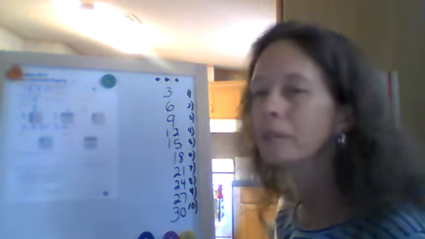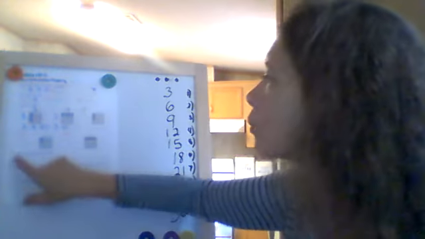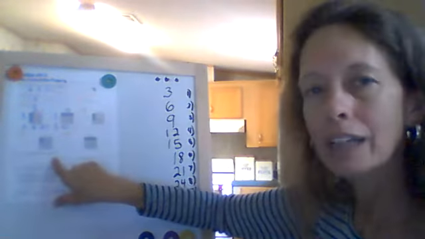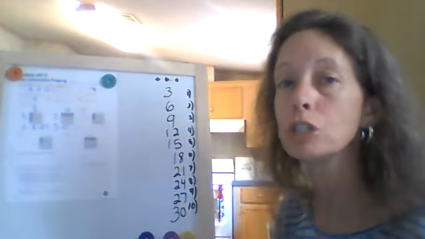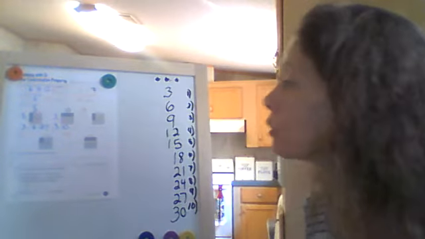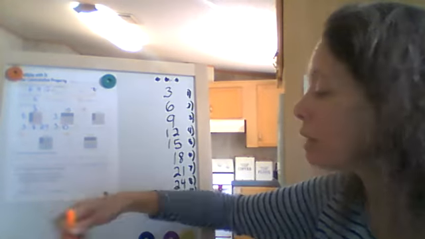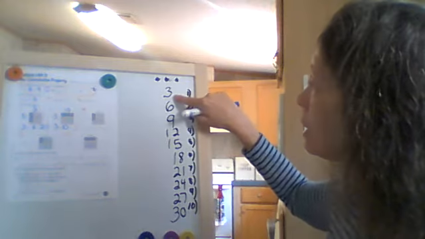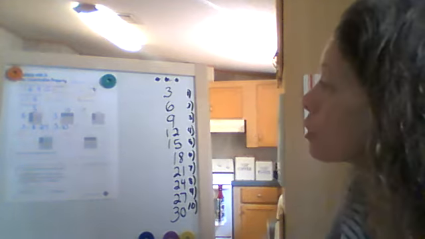Okay? Now, the next one says, write the related multiplication fact and solve. This is asking you to use the commutative property. Let me show you how that's done. 3 times 1. Do I have to do math on this? Nope, I've already done it. 3 times 1 is 3. And what else? 1 times 3 is 3.